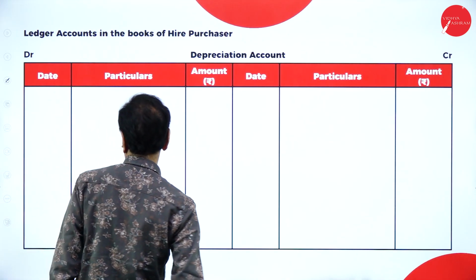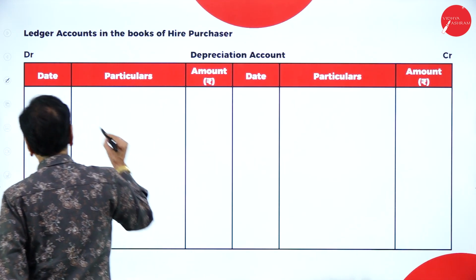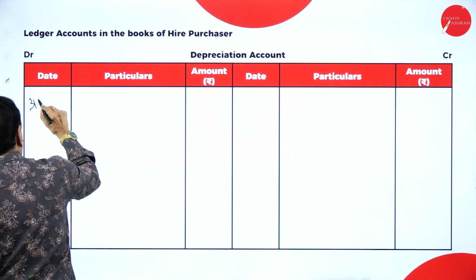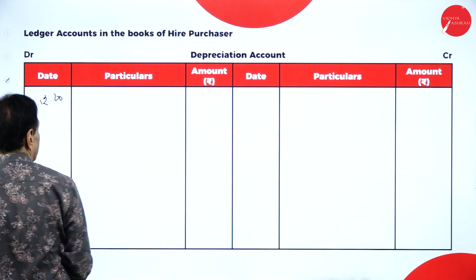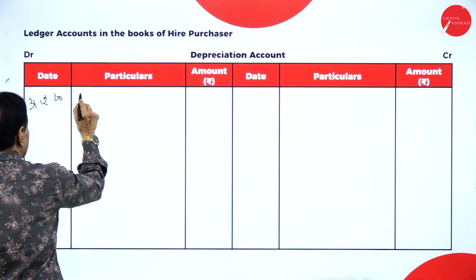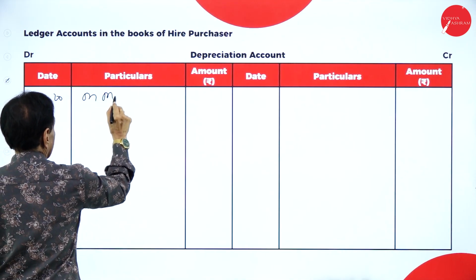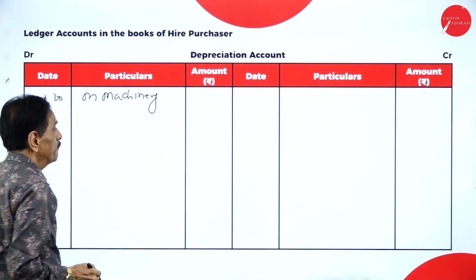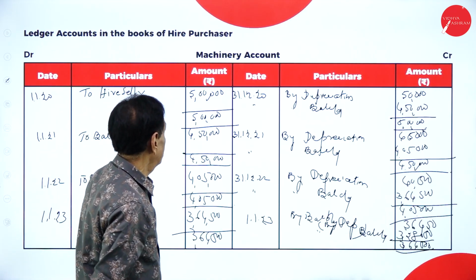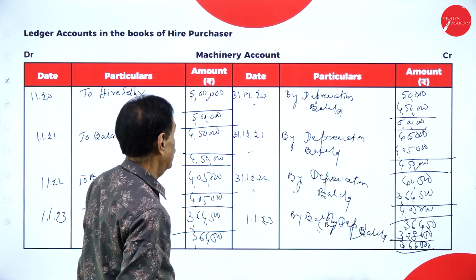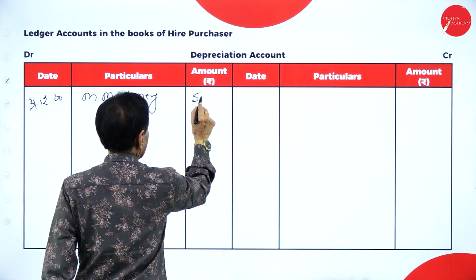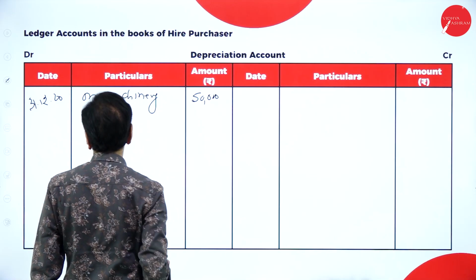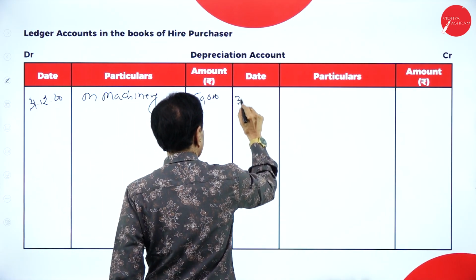Come back to depreciation on machinery, 31st December 2020, depreciation on machinery, first year. What is the depreciation in the first year? 50,000, transferred to profit and loss.